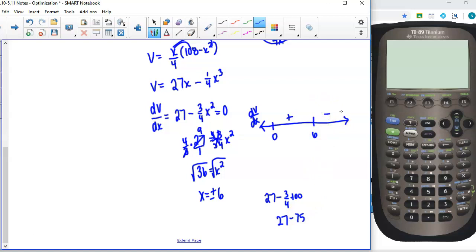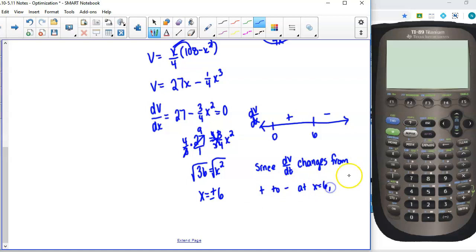So if this was free response, we would need to say since dV/dx changes from positive to negative at x equals 6, the volume is maximum at x equals 6.